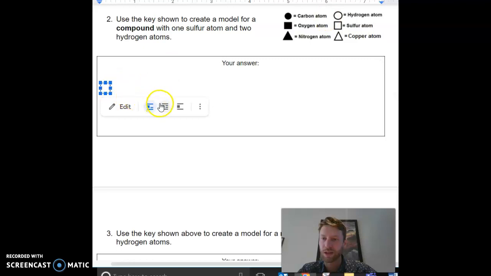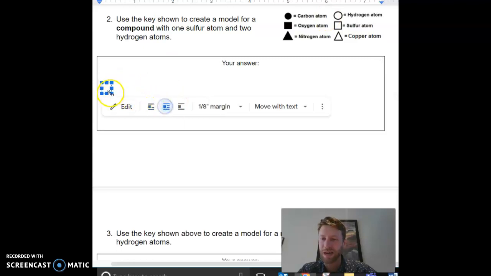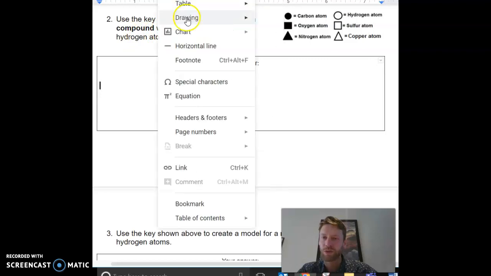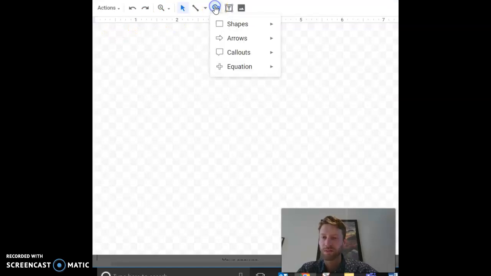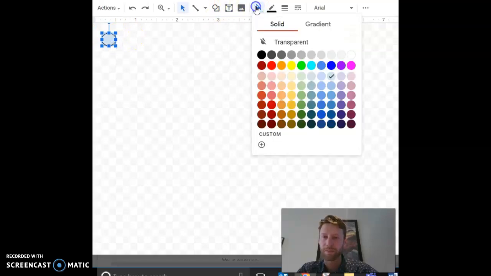Now this one is here. Remember I said click the wrap text. That'll help you move it around easier. So let's go ahead and put that in the middle of our space. And then I need 2 hydrogen atoms. So there's 2 ways to do this. The first is to just create a new drawing. We need a circle, and we need it to be not shaded in for our hydrogen based upon our key.